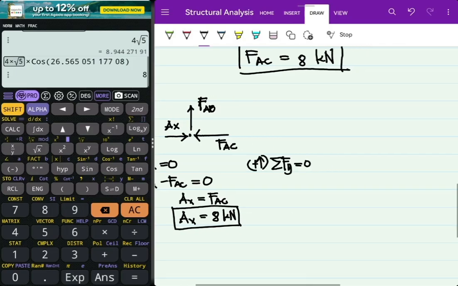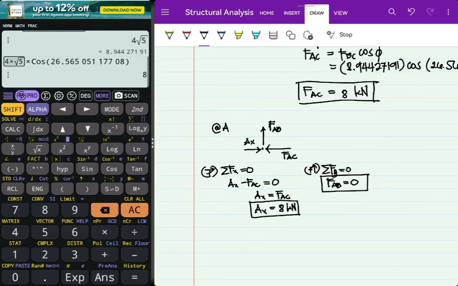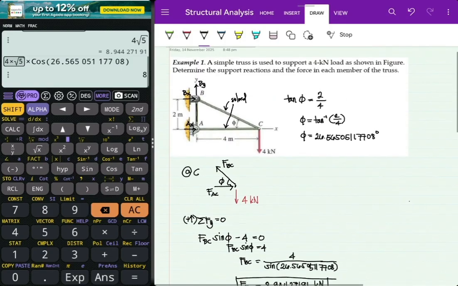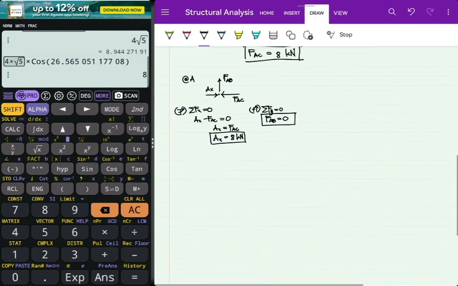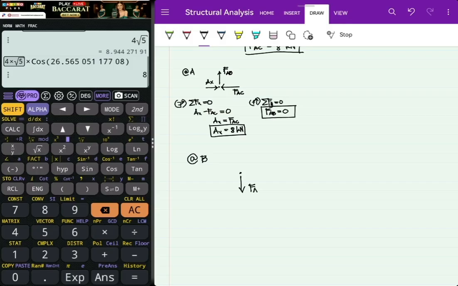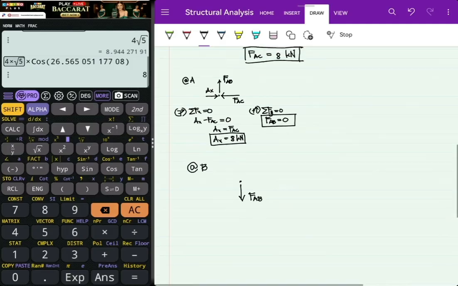So this is FAB is equal to 0. Okay, now, having calculated AB, we can now solve for our BX and BY. So at B, we assume AB is tensile, right? So let's say force AB.